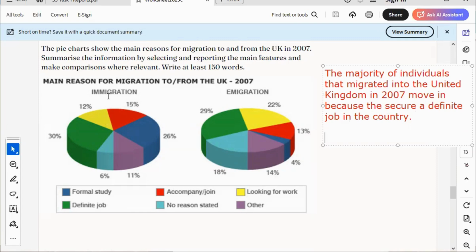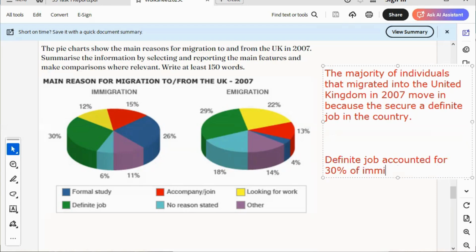Immigration means that they are coming into the UK. Emigration means they are leaving the UK. Now, some people will look at all these things in the box, formal study, definite job. Some people will say something like, look at this thing I want to write here. This is rubbish English. Some people write something like this: definite job accounted for 30% of immigration into the UK.